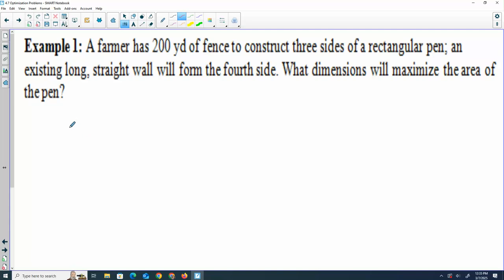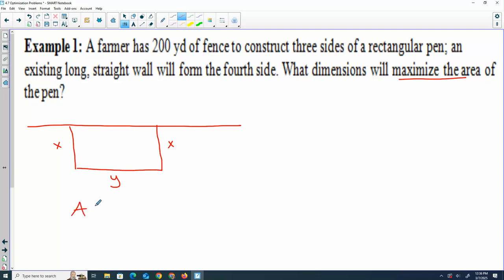So what should I do first? Draw a picture. Okay, we have a rectangle. I'm only putting fence on 3 sides because the 4th side is a wall. Alright. I don't want to call my sides x and y because that's 2 variables. So we could do that for a second, but we need to figure out what y is. How could I do that? So that's the thing we're trying to maximize.